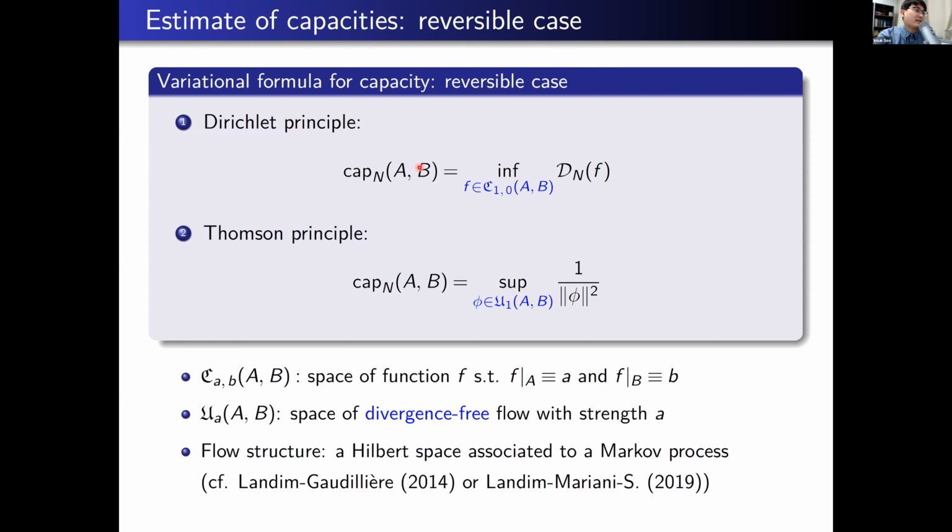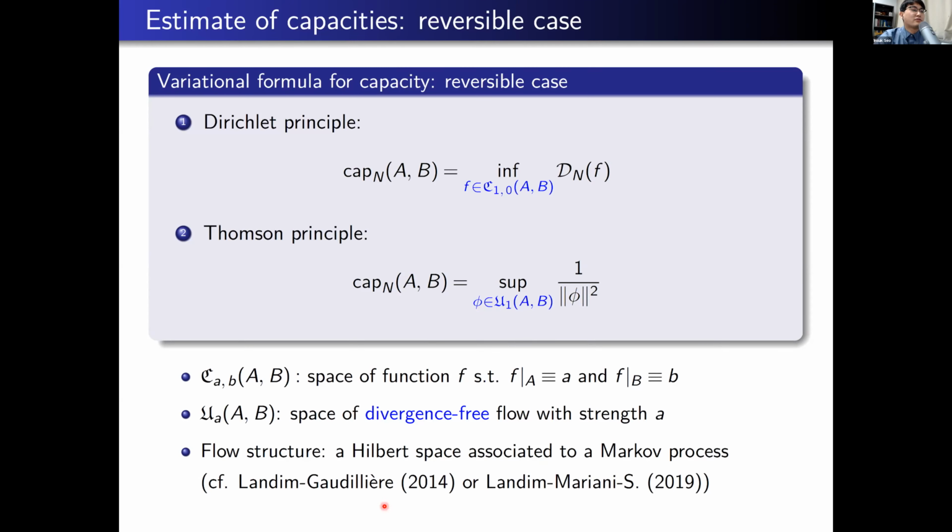In order to make this sharp estimate, you have to take a nice approximation of the optimizer of this variational problem, which is the equilibrium potential. By doing that, you can obtain a sharp upper bound for capacity. For the lower bound, you can use this Thomson principle, which expresses capacity as the maximum of a certain quantity. Here I don't want to spend much time explaining the flow, but this is a maximization over a space of divergence-free flows.